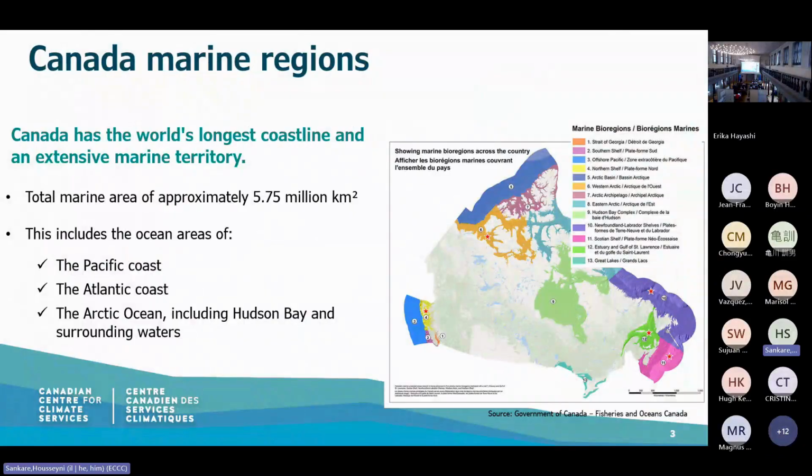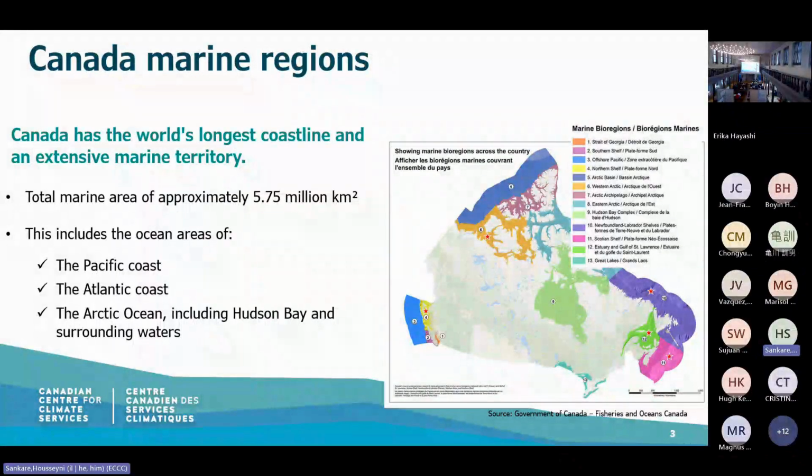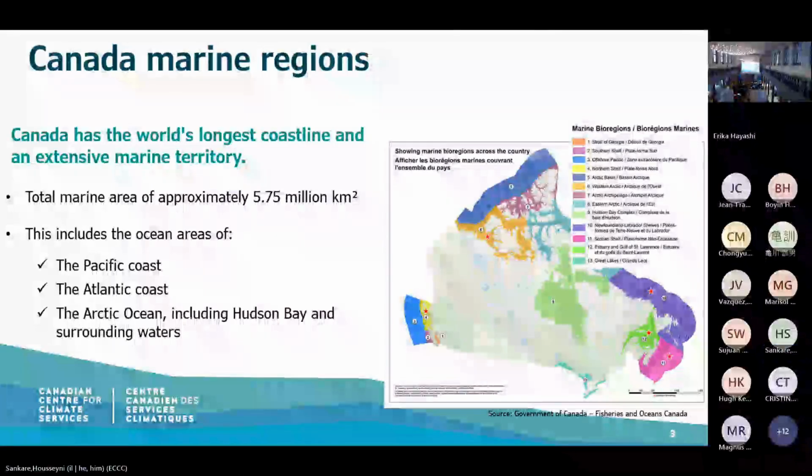Canada has the world's largest coastline and an extensive marine territory, with a total marine area of approximately 5.75 million square kilometers. This includes the ocean areas of the Pacific coast, the Atlantic coast, and the Arctic Ocean, including Hudson Bay and the surrounding waters.